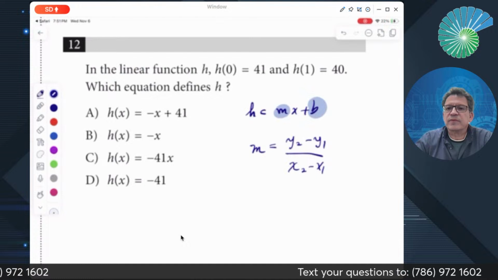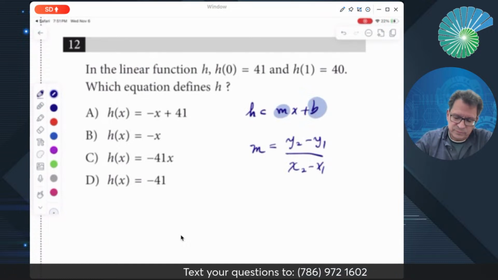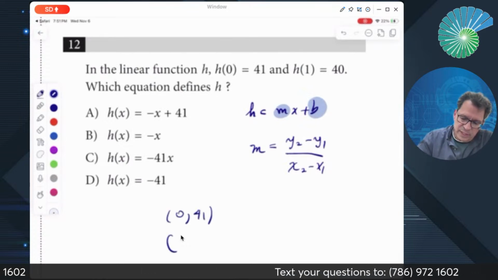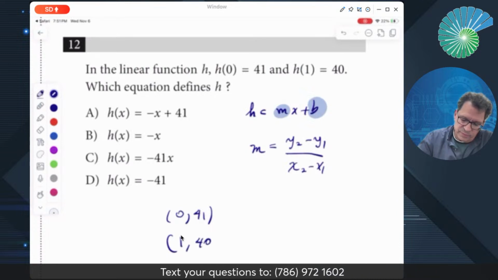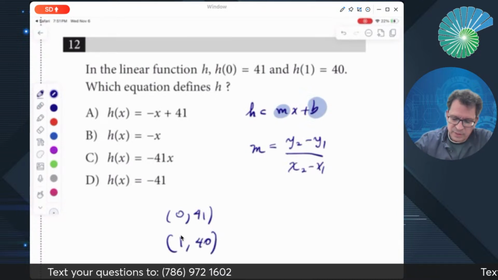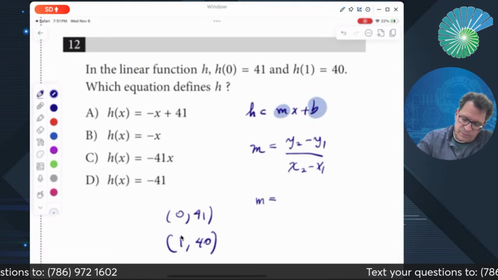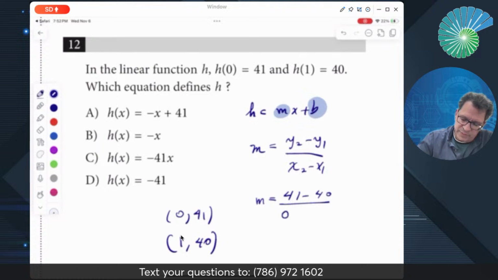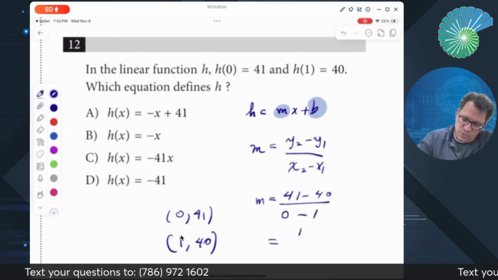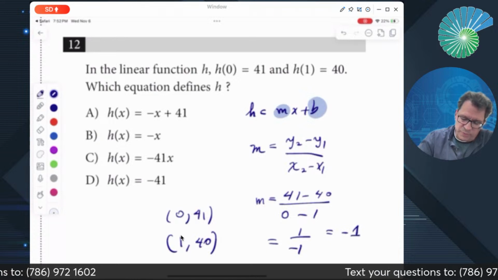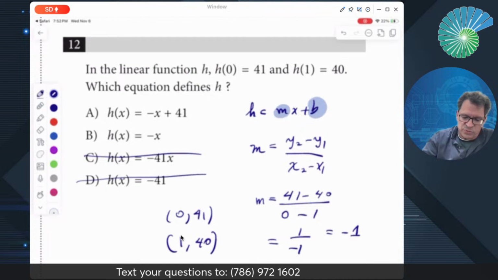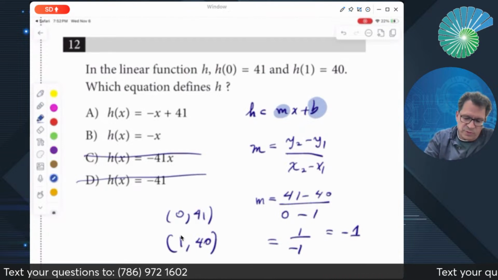They give us 2 points, 0, 41 and 1, 40. So we apply the formula. y minus y over x minus x. That gives me 1 over -1, which is -1. So the slope of this line is -1. So it's not this one and it's not this one. It has to be one of these two.